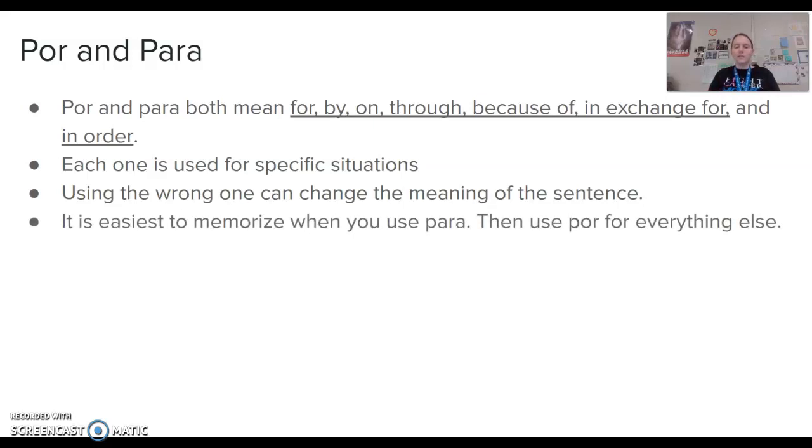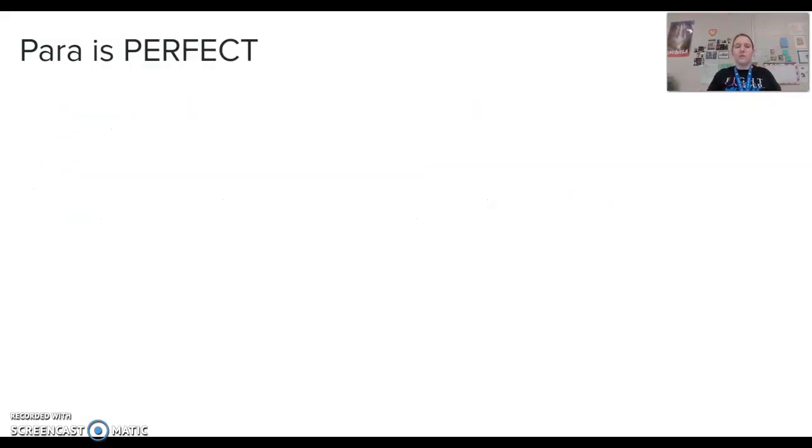Okay, the easiest thing to do is to memorize when you use para and then use por for everything else. Because we have set things where we use para for this, this, this, and this. And then if it doesn't fall under that list, then you use por. Okay? So para is perfect. So that's our acronym.